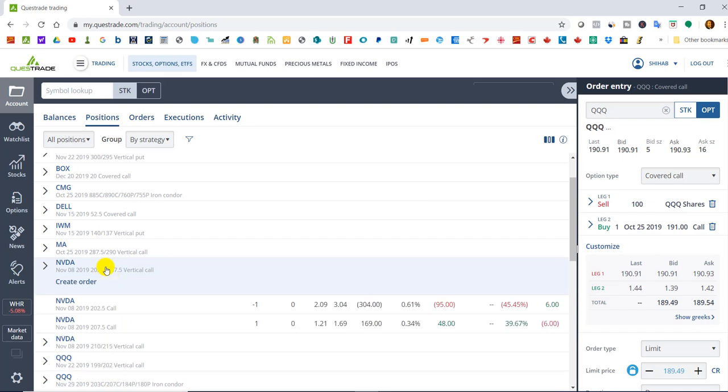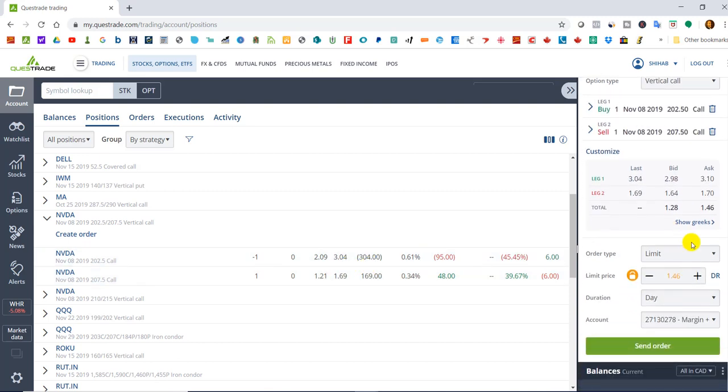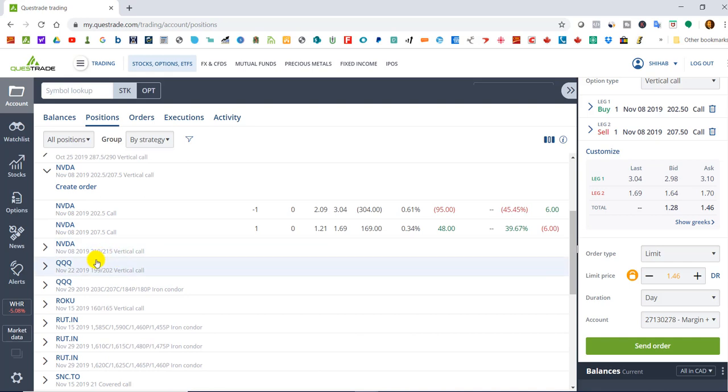Let me know what you think of this NVIDIA call spread. I don't know if I should close it early or just let it ride till November 8th because it keeps testing me on the call side, of course, the 202.5. I'm thinking if it reaches 3 times the value of the credit I received. So I received about $88. So if it reaches about $240, see right now it's worth $146. If it reaches $240, I might close it early for a loss, but then sell another call spread, maybe at $215 or something, a little bit higher.